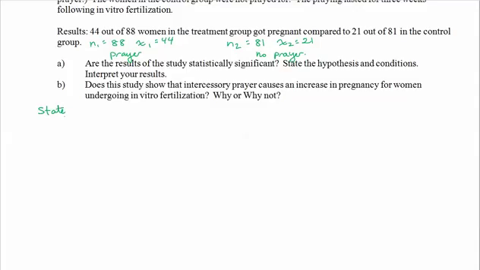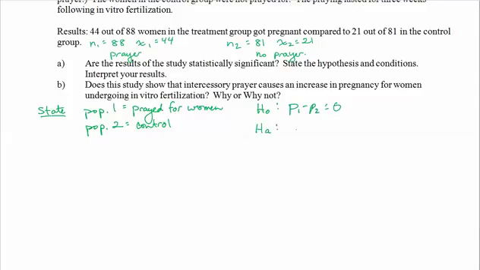So to state, population 1 are the prayed for women. Population 2 is the control. The null hypothesis is that P1 minus P2 equals 0. The alternative, and here we need to be careful, the question was that the alternative is that P1 is greater than P2. In other words, praying resulted in more pregnancies. Or you could write that as P1 minus P2 is greater than 0.